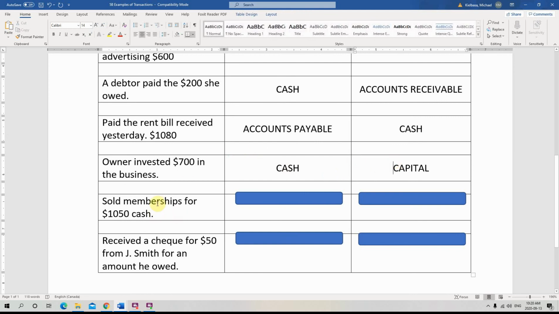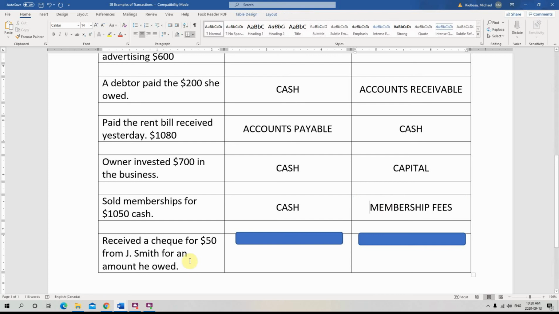Okay, so the memberships for $1,050 cash. So cash is going to be debited, and since I sold them today, our membership fees or our revenue account is going to be credited. And the next one, received a check for $50 from Jay Smith for an amount he owed. So cash is going to be debited and accounts receivable is going to be credited.